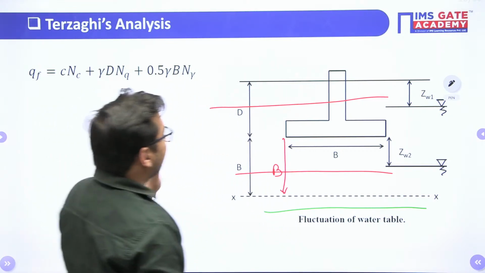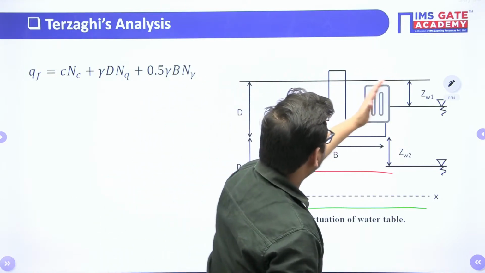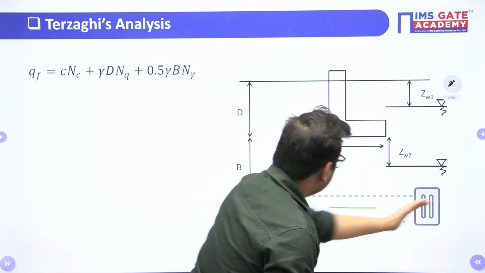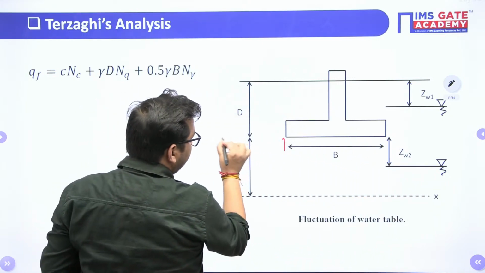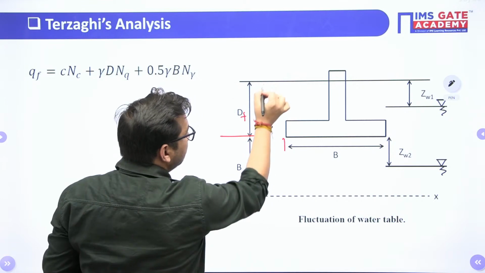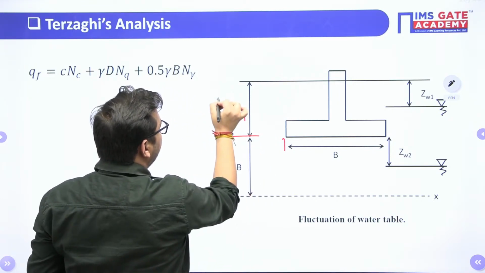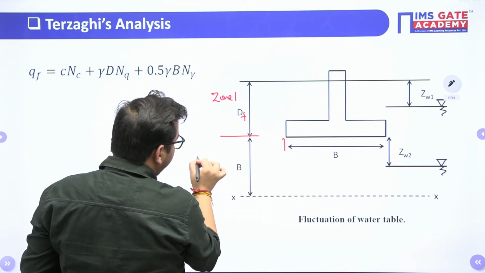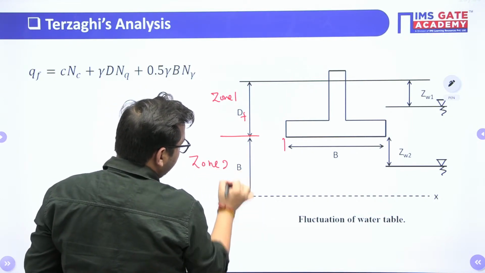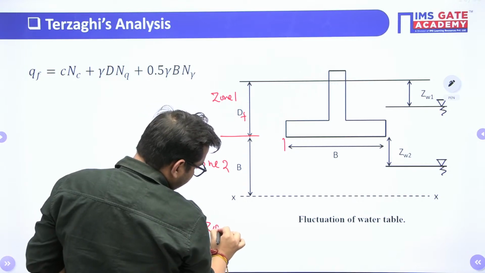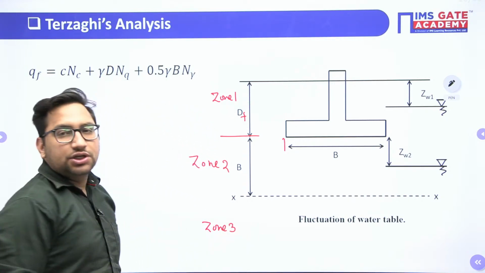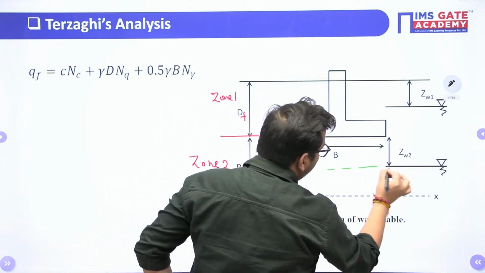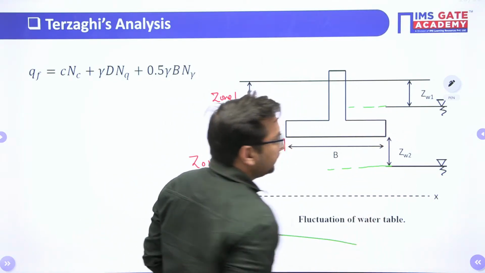Now let's suppose I divide this into 3 zones. From the ground up to the depth of foundation, I am taking it as zone 1. From the depth of foundation to the width, I am taking it as zone 2. And here, zone 3. So either the water table will be in zone 1, or in zone 2, or the water table can be in zone 3, right?